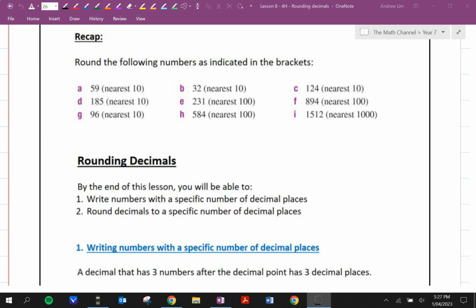So before we do that, let's have a look at this recap. Round the following numbers as indicated in the brackets. So question A, round 59 to the nearest 10, etc. So I'll get you to pause the video, have a go with this one yourself, and then you can check your answers.